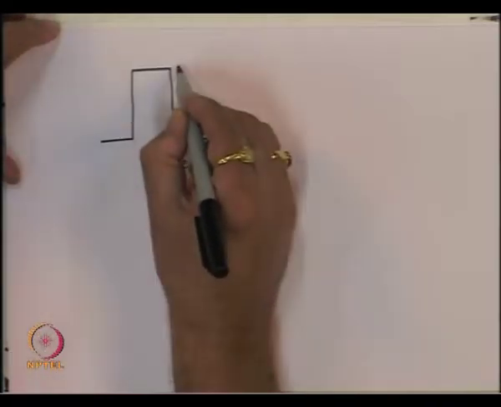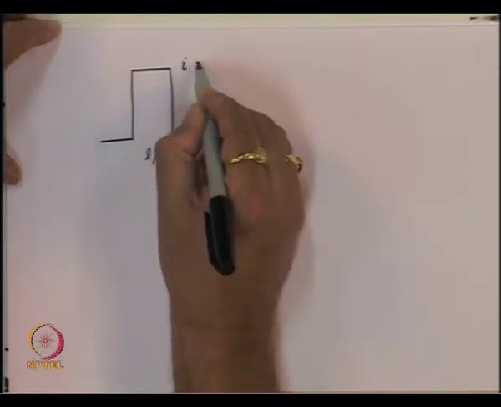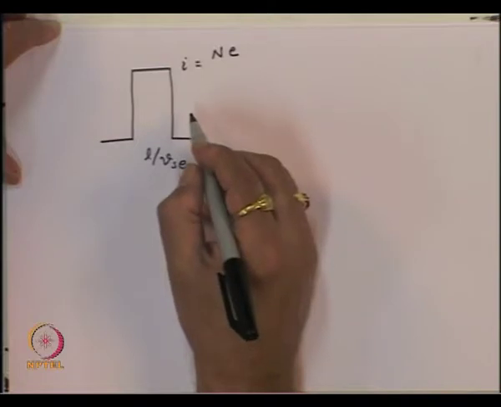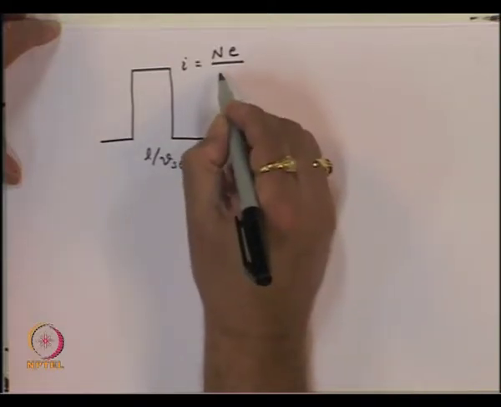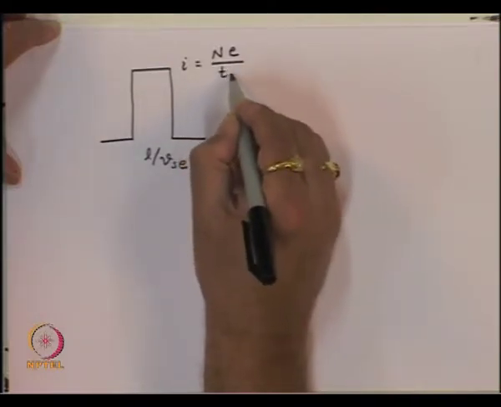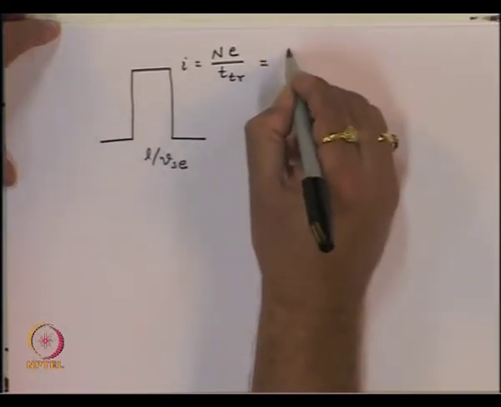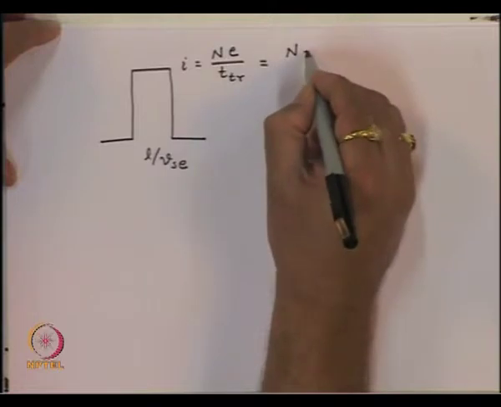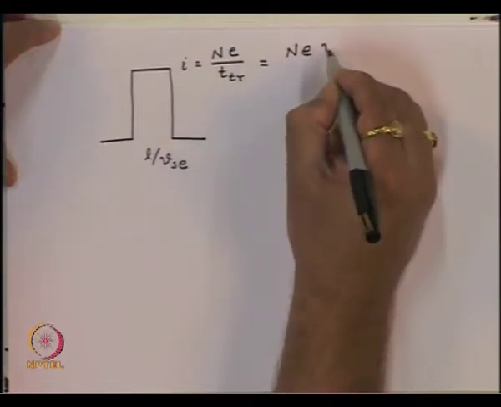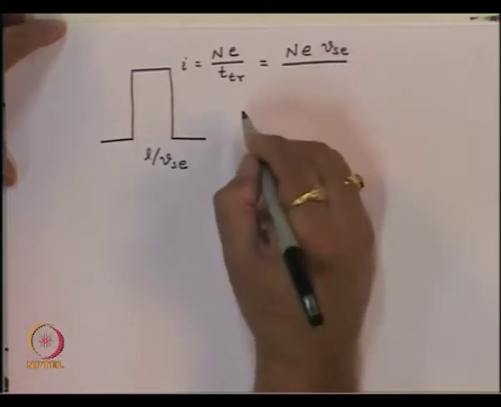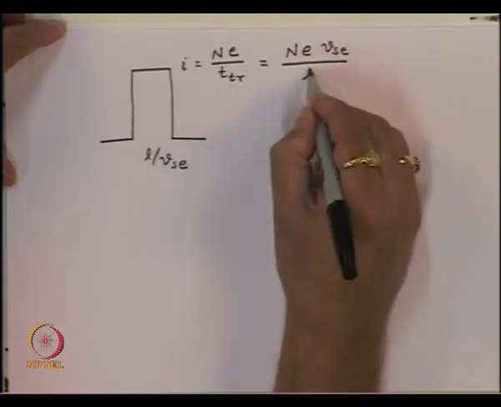And the current amplitude I will be the number of electrons, the charge of the electron E, divided by T transit. So that is equal to N E VSE, the saturation velocity of the electron, divided by the length of the depletion layer.